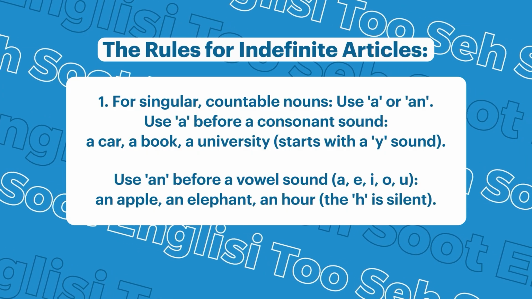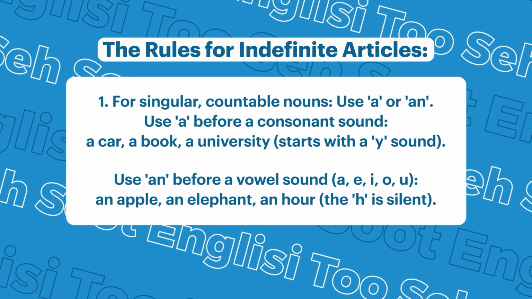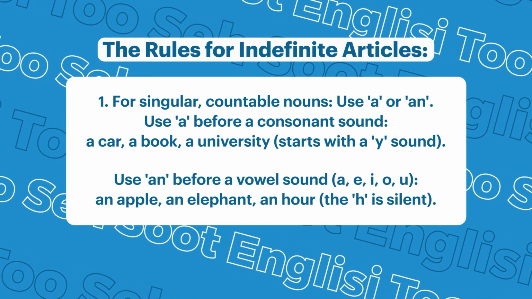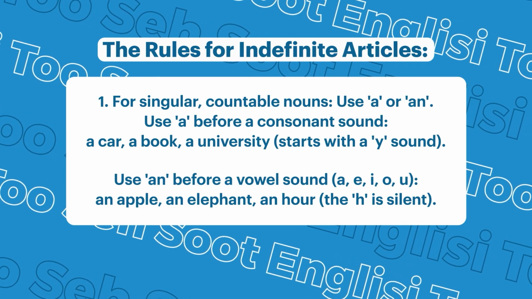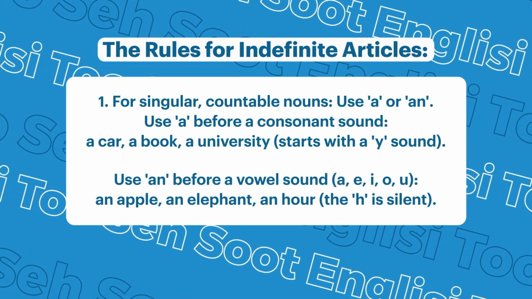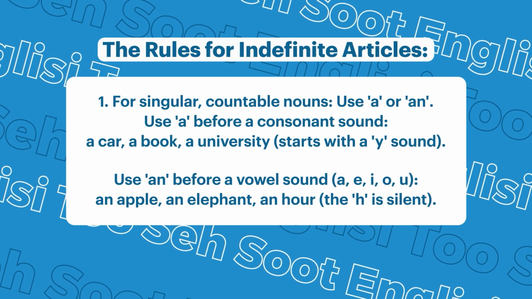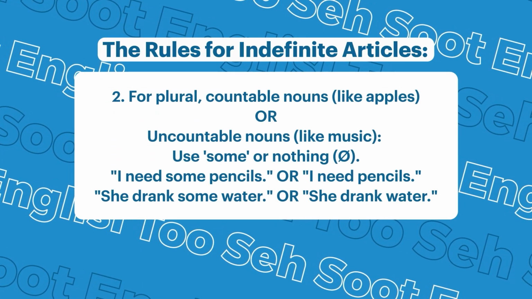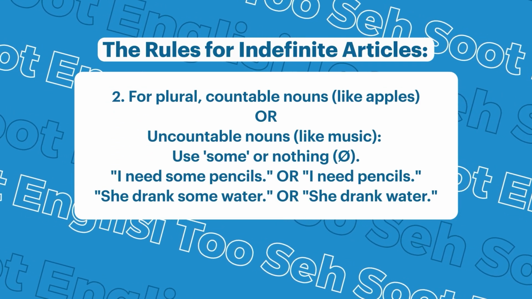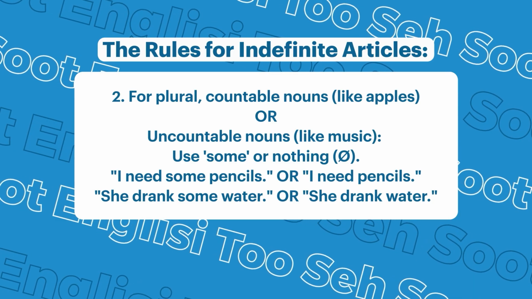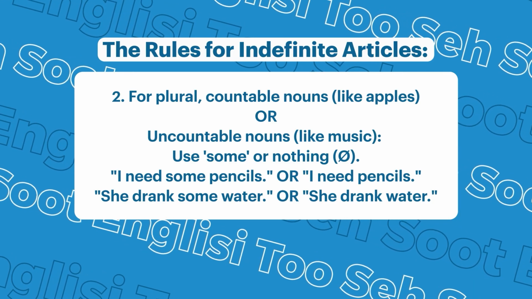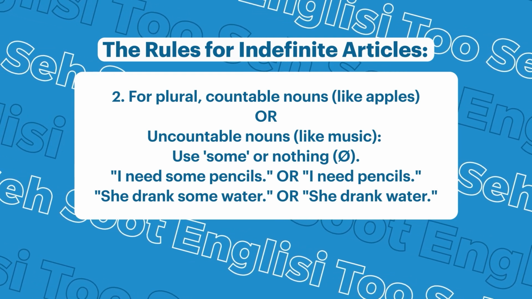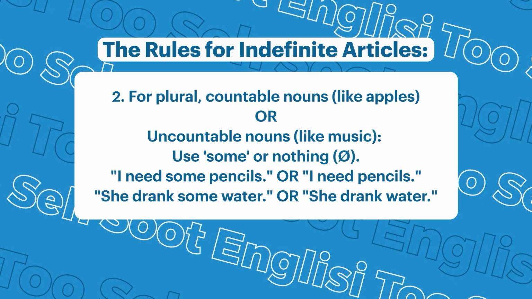And use an before a vowel sound. Vowel sounds are a, e, i, o, u, like an apple, an elephant, an hour. An hour, of course, starts with a consonant letter, but starts with a vowel sound. So we treat it as a vowel word, and we say an hour. And for plural countable nouns like apples, or uncountable nouns like music, use some or nothing, zero article. For example, I need some pencils, or I need pencils. She drank some water, or she drank water.